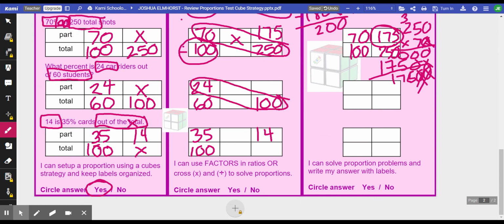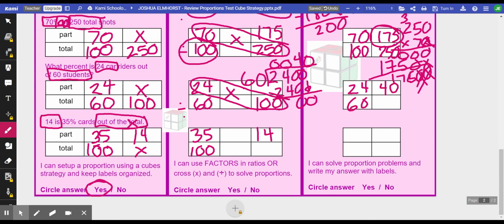Cross multiply. 100 times 24 is going to be 2,400. Divided by 60. So 60 goes in there 0 times. 60 goes into there 0 times. 60 goes into 240. Look at 6 and 24. It's going to be 4. 4 times 60. There is no remainder, but you're not done dividing. There's one more 0. Bring it down. 60 goes into 0 times. So 24 out of 60 is 40 out of 100, which is 40%.